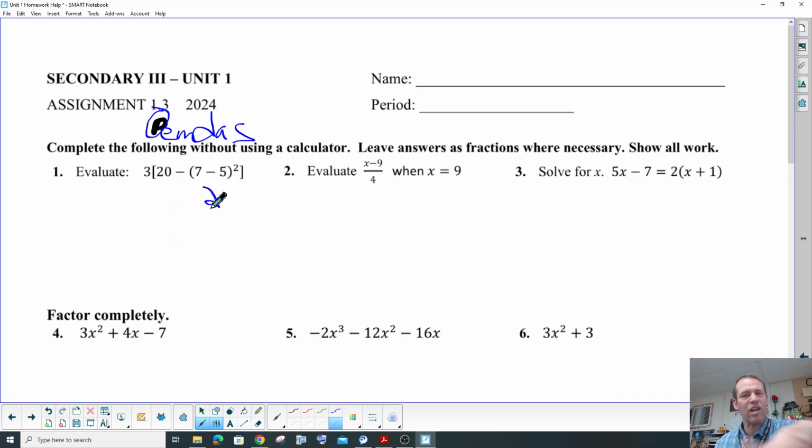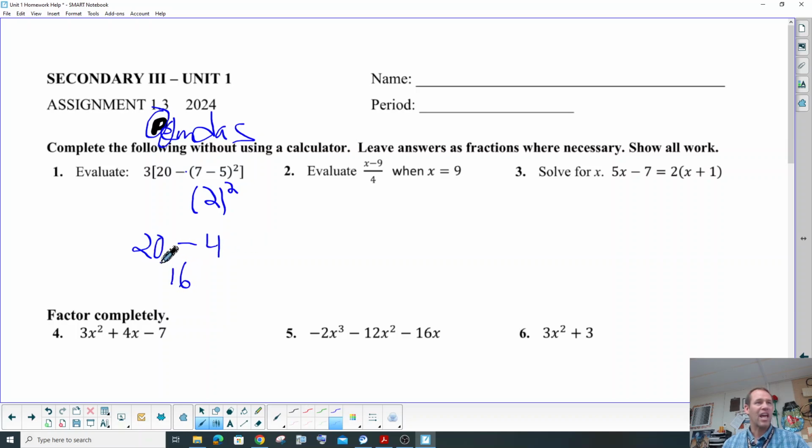Hey, pause me. You got to try number 1 on your own first. So 7 minus 5 is 2. And then we get 2. And then we have to do exponents next, which has a squared exponent. So 2 squared. So 2 times 2 is 4. And then on the outside of that, we have a subtraction going on. So that's going to make it a negative with a 20.